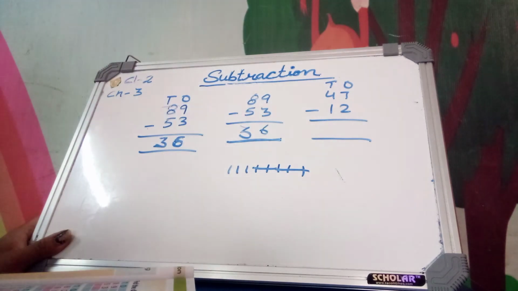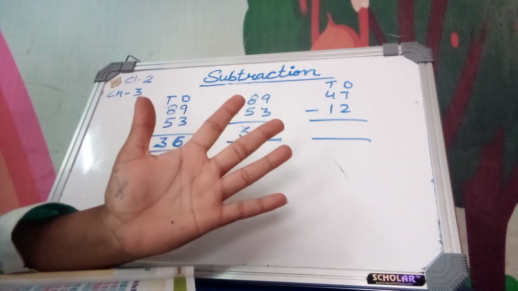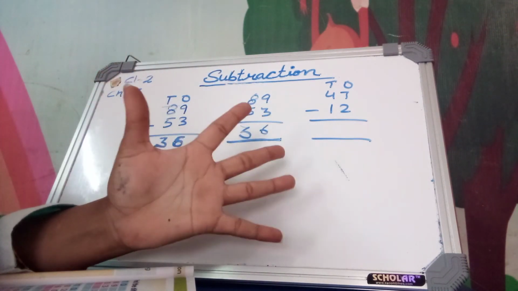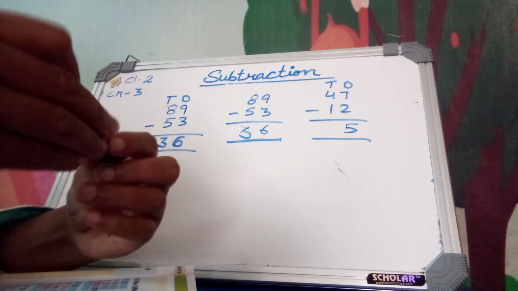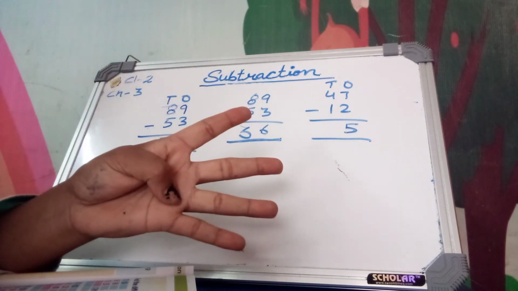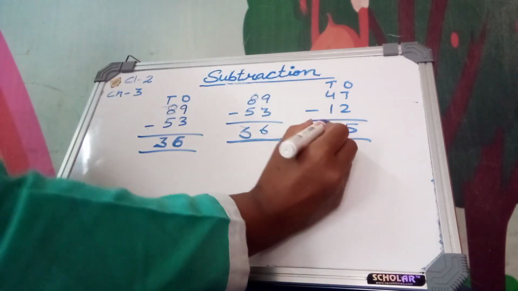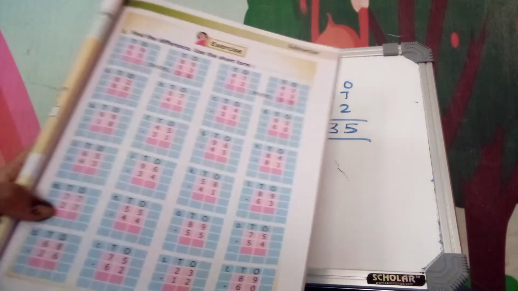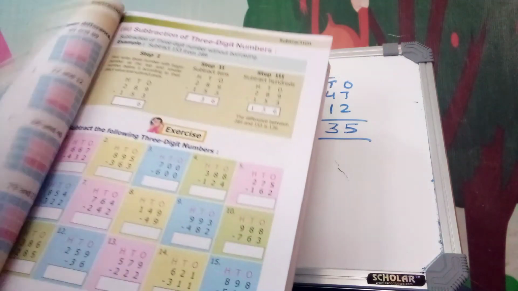Same answer. And now you have to use your finger also. Take out your 7 fingers, this is 5, and 2 more, this is 7, and minus 2. Okay, now 5 is left. Now take out your 4 fingers and minus 1. How many are left? 3. Okay, 35. Here are more questions for you. Do it yourself. Okay, do this page in your book.